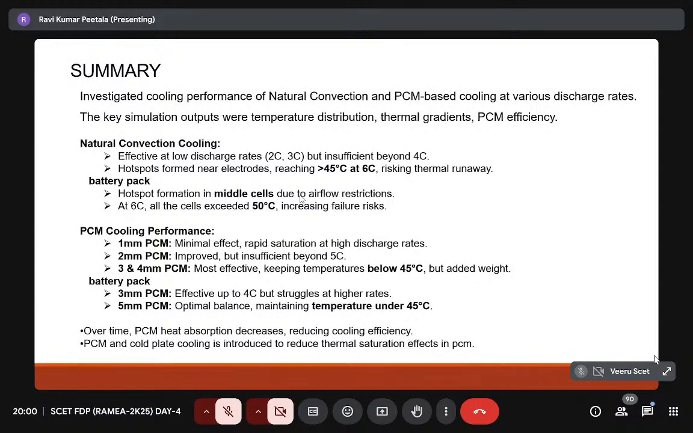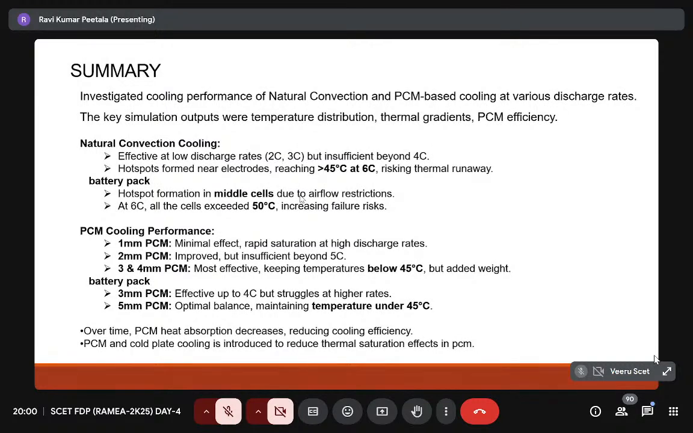If we want to discharge more current or more power from the battery pack, we are supposed to use PCM material or other cooling techniques to maintain proper thermal protection, keeping the temperature within the operating limits. So then we use PCM at various C rates like 5C and 6C. With 1 mm thickness, we consider minimal effect, and rapid saturation is observed at high discharge rates at the 5C and 6C rates, and all the PCM is converted into vapor.